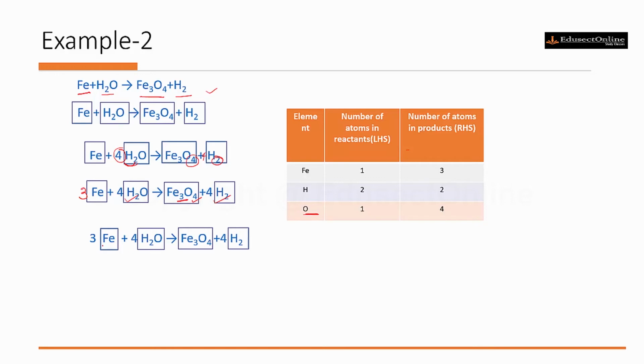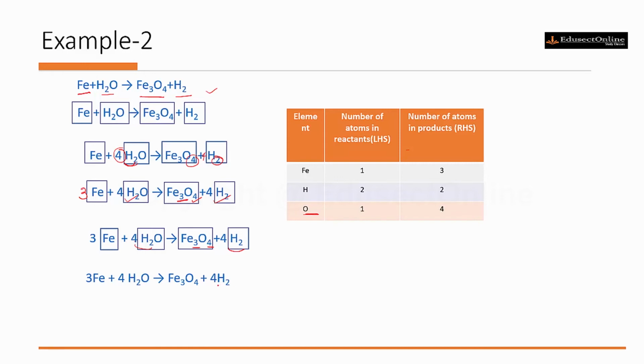So let's check. On the reactant side the number of Fe is 3, and here also it's 3. And hydrogen here is 8, here also it is 8. And for oxygen it is 4, and here also it is 4. So that means the number of atoms on both sides is equal now. So we write the balanced equation like this: 3Fe plus 4H2O forming Fe3O4 plus 4H2.